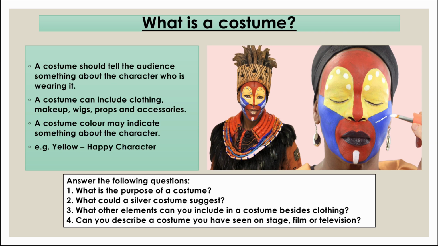A costume colour may indicate something about the character. For example, yellow on a costume may suggest a character is happy. Consider Lord Voldemort's grey robes. This may indicate his gloomy personality.